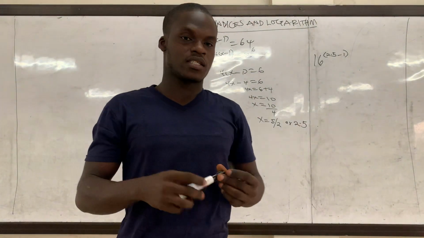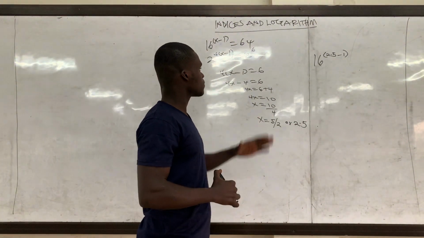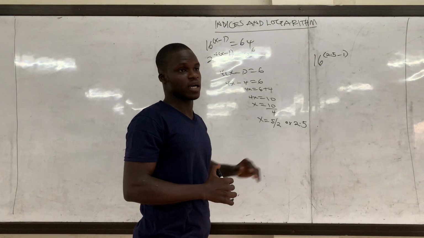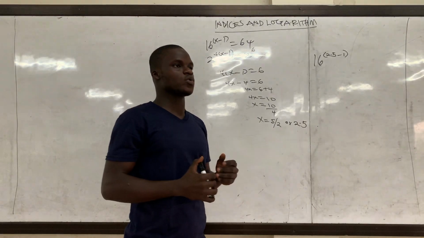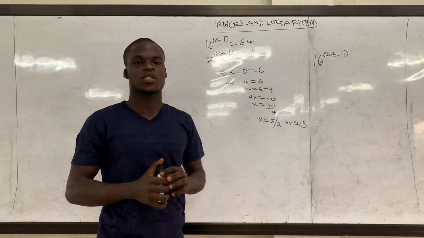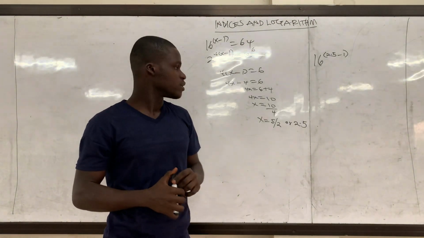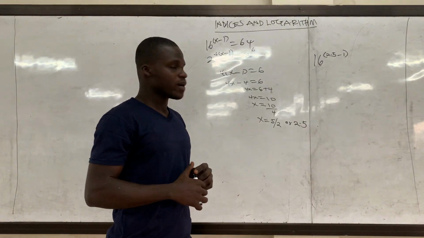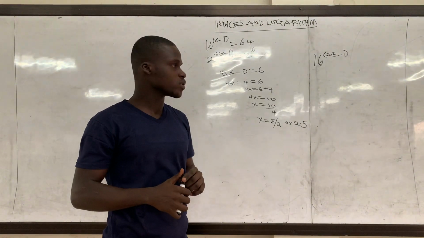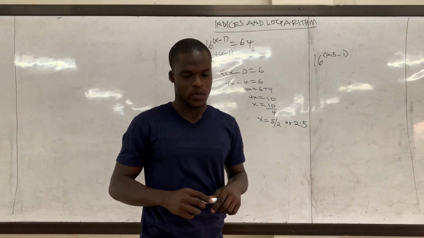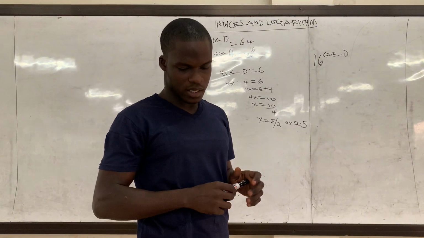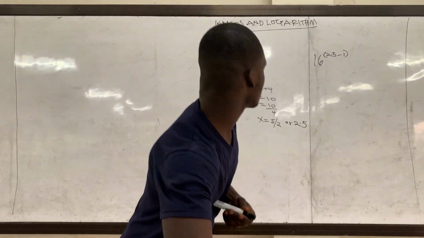If you do not get 64, it means that your answer for x is wrong. Okay? So these are ways that we can use to know whether the values of x you have are correct. We would want to consider about 3 or 4 more examples. Then from there we'll say bye-bye to indices, and then we take a look at logarithm. Okay, so let's see another example on this.